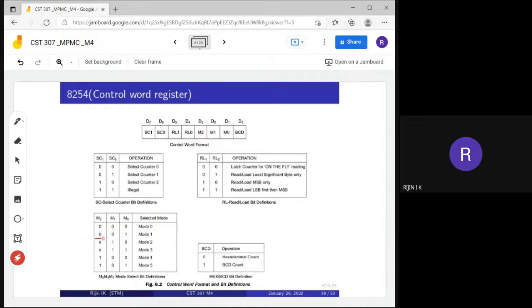Okay, then 0, 0, 1, it will select mode 1. Then if M2 is any bit, and M1 is 1 and M0 is 0, it will select mode 2. So this we will treat as a don't care. Here also M2 bit is don't care. Then 1, 1, it will select mode 3.